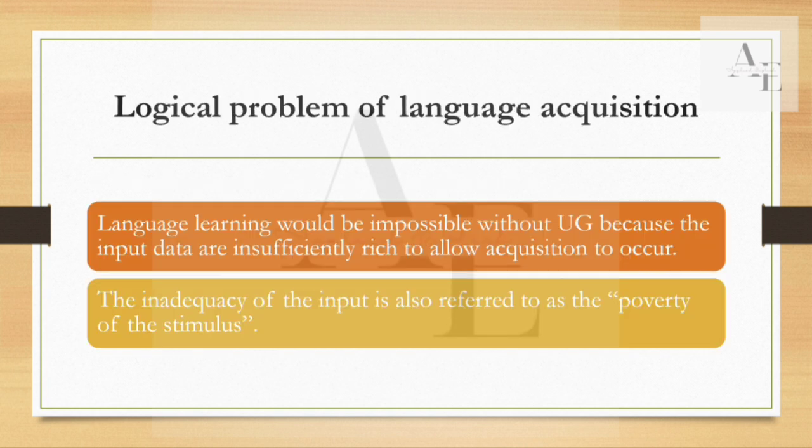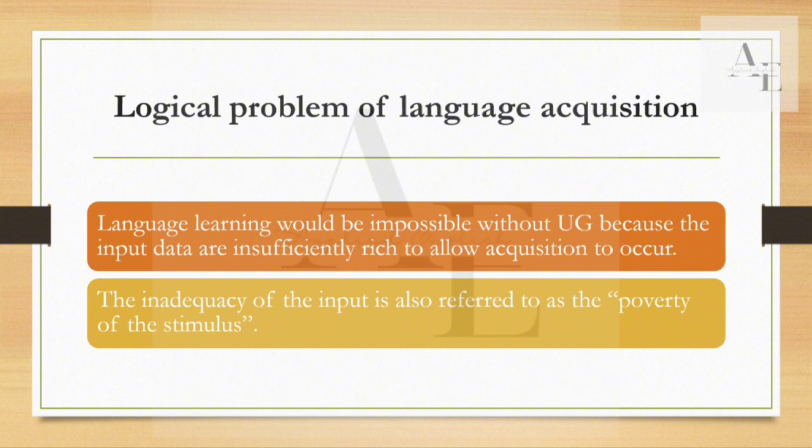So, linguists came up with something called the logical problem of language acquisition. It's something like we talked about before in this video, which is that language learning would be impossible without UG because the input data are insufficiently rich to allow acquisition to occur. So we are not subjected to much language, or sometimes children don't communicate a lot with their peers or parents, but they somehow manage to acquire the language properly. So they say that UG is the only reasonable explanation for that. Without UG, it's impossible to acquire the language.